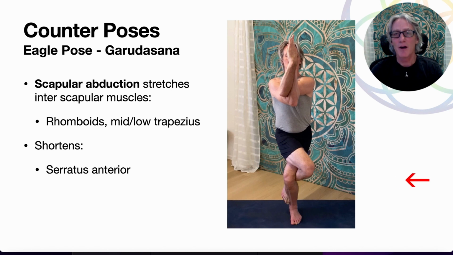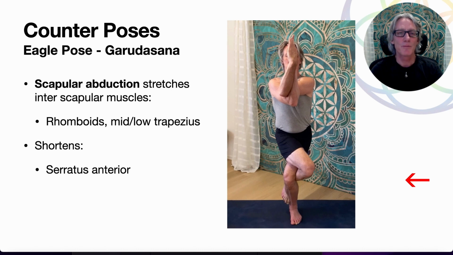So here's a couple ways that you can mitigate that. You can mitigate that with counter poses. So after you've done down dog, you can target the scapular stabilizer muscles with these specific stretches.